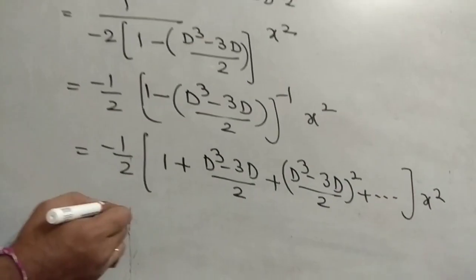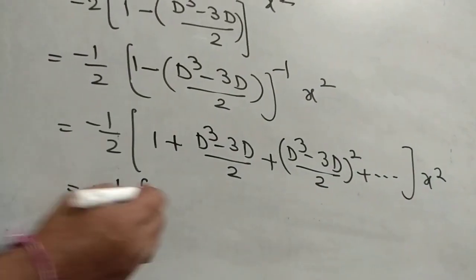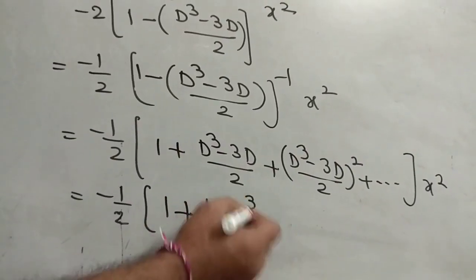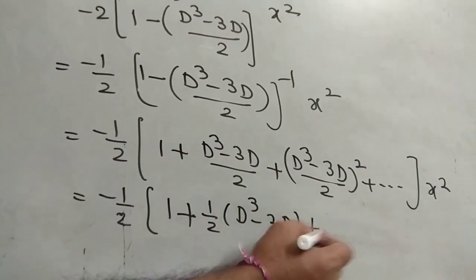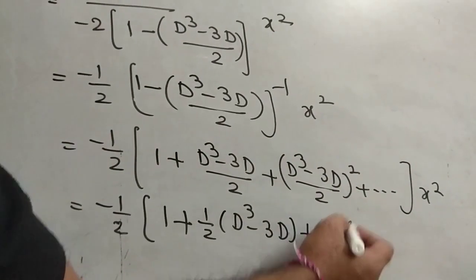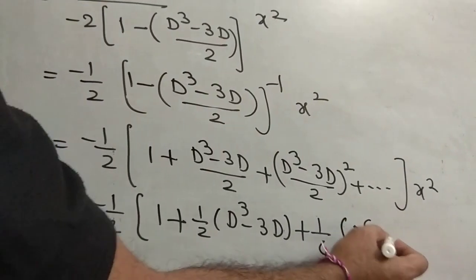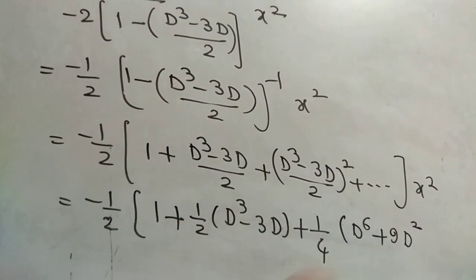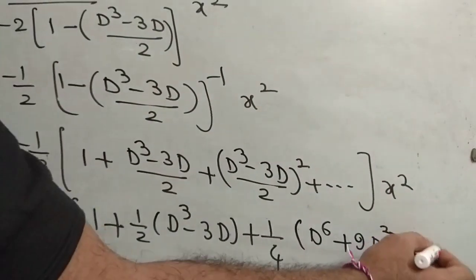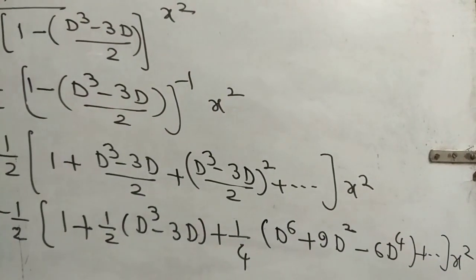Now here it is equal to minus 1 by 2. So just you do the simplification. 1 plus that 1 by 2, I am just writing d cube minus 3d, and plus it becomes 1 by 4. So a minus b whole square type. It is a square means d to the power of 6 plus b square is 9d square, and minus 2ab, minus 6d to the power of 4, and plus so on. This is of x square. Okay.